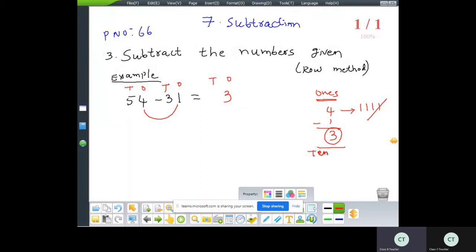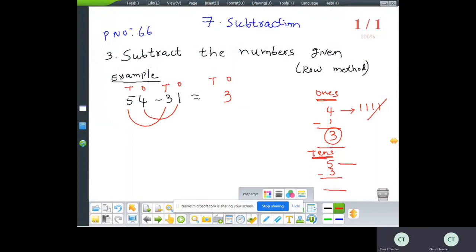Subtracting on 10. The digits are in the tens place. 5 and 3. It means 3 is subtracting from 5. 3 is a smaller number than 5. Then we can do subtraction. Subtraction means we take a small number from a bigger number.